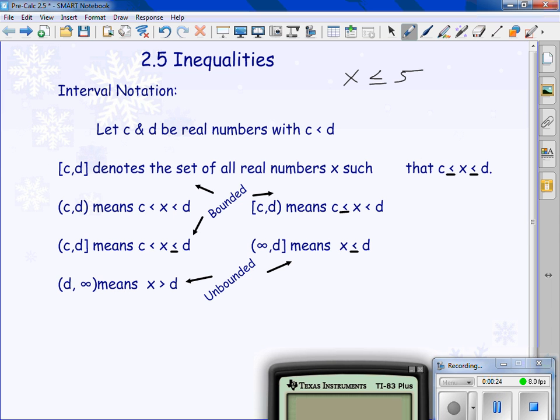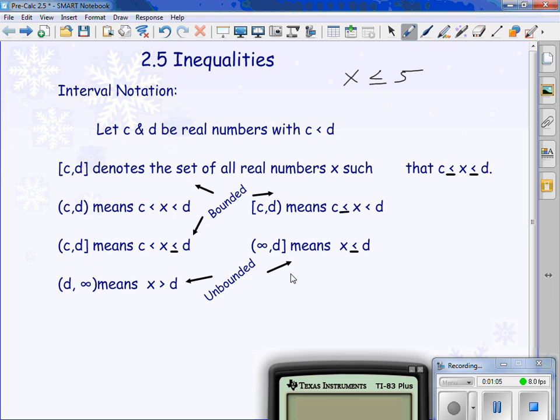I'm going to let C and D be real numbers, as long as C has to be less than D. In brackets, C comma D. That really means C is less than or equal to X is less than or equal to D. If I have C is less than X is less than D, it's parentheses. These are all called bounded because they have a starting point and an ending point. They start at C, they end at D.